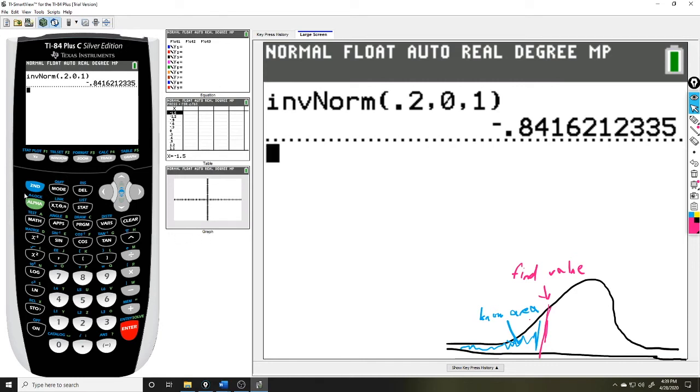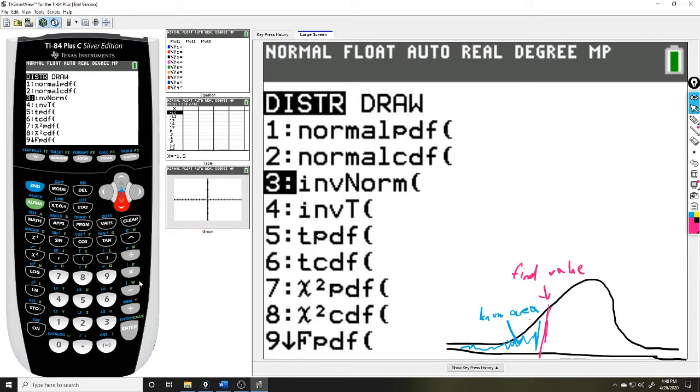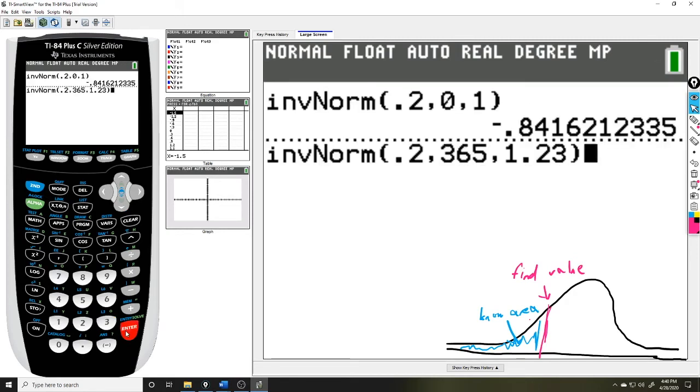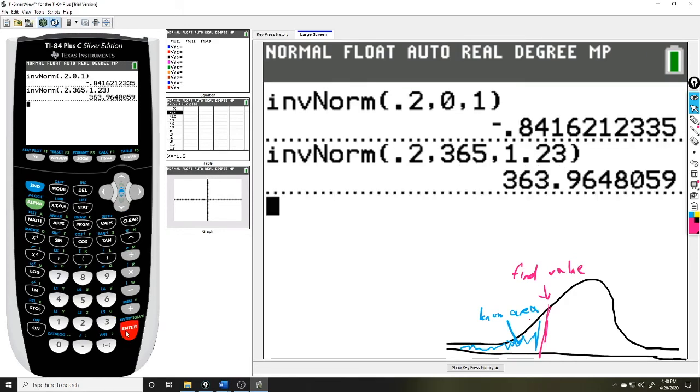And then same thing as before. I could put in, if I wanted to, what was the 20th percentile? I could put in the mean and standard deviation. Again, you would need to show work on the paper being clear that that's the mean and standard deviation. But you could have your mean of 1 year, 365, and then 1.23 is your standard deviation. And then it would tell you what the 20th percentile was. Boom. 363.9648. That would be where the 20th percentile is with that mean and standard deviation.